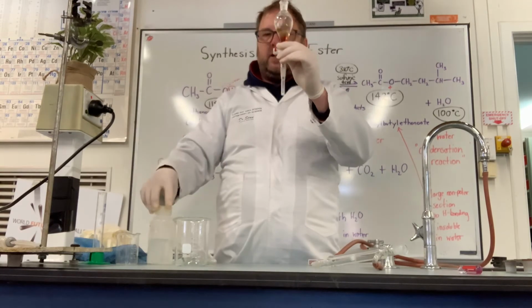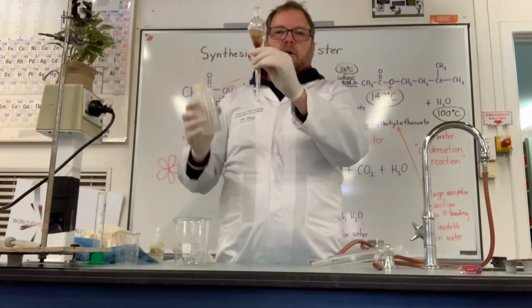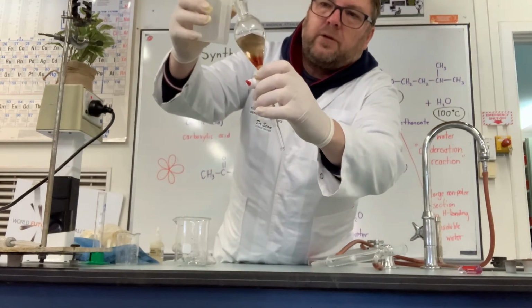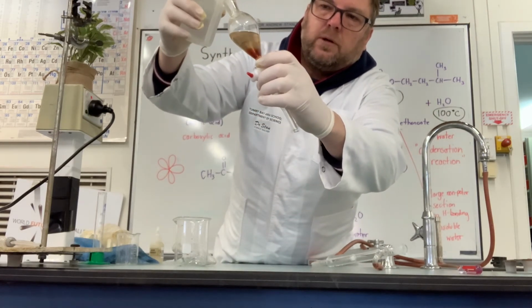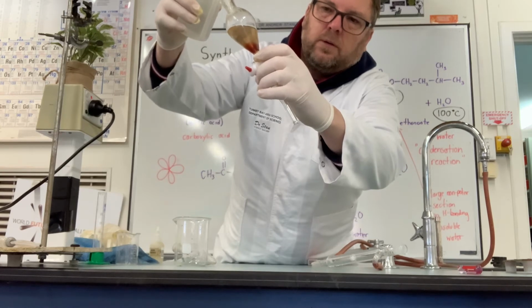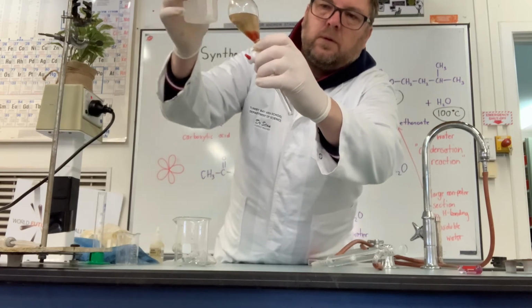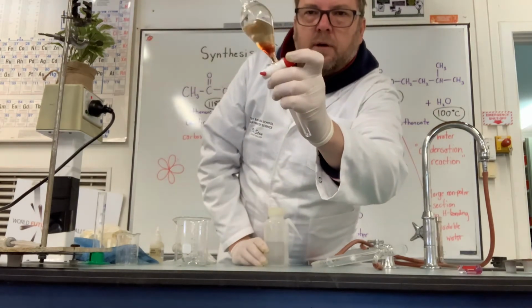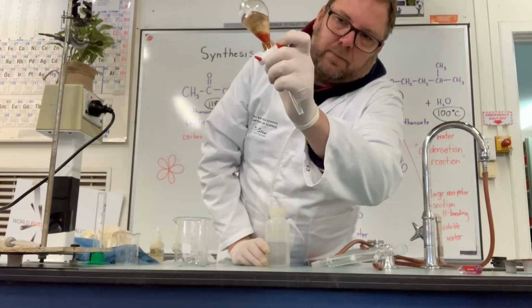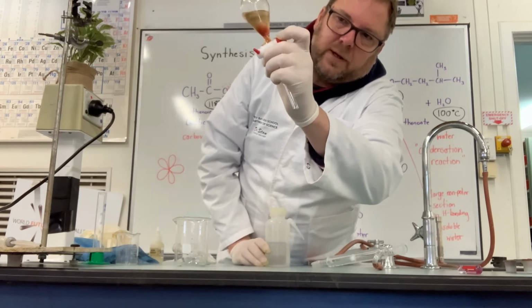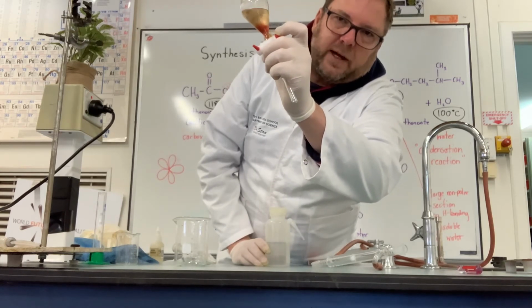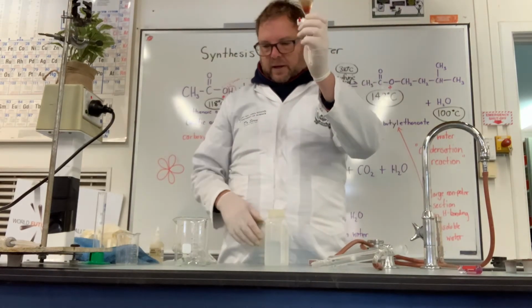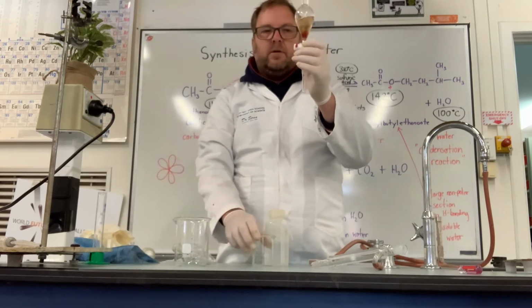Now I've got two layers in here. I want to know which is the water layer and which is the non-polar layer. Let's bring that in closer. So what I'm going to do is just add a little bit of distilled water. Shake that a bit, that distilled water has gone down and mixed with the bottom layer. So the bottom layer there is the water layer, which is the layer that we don't need.